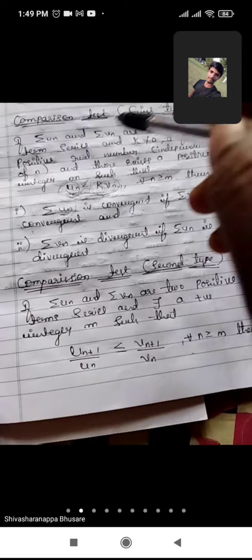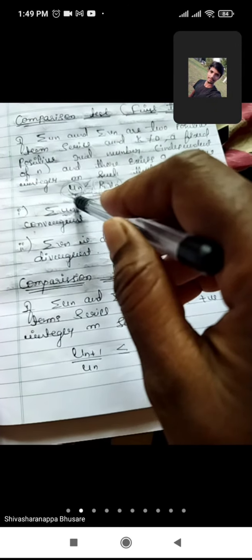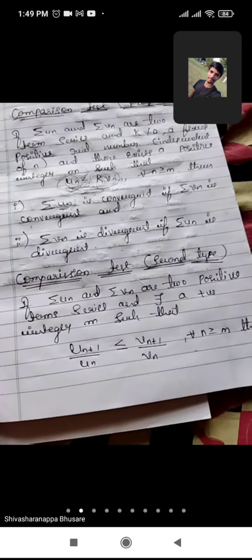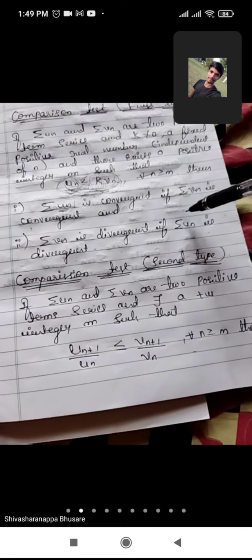In the first type you have to remember the condition, that is un should be less than or equal to some constant into vn. Then we can directly write the first one is convergent means the second one is also convergent, and if the second series is divergent we can directly write the first series is also divergent.